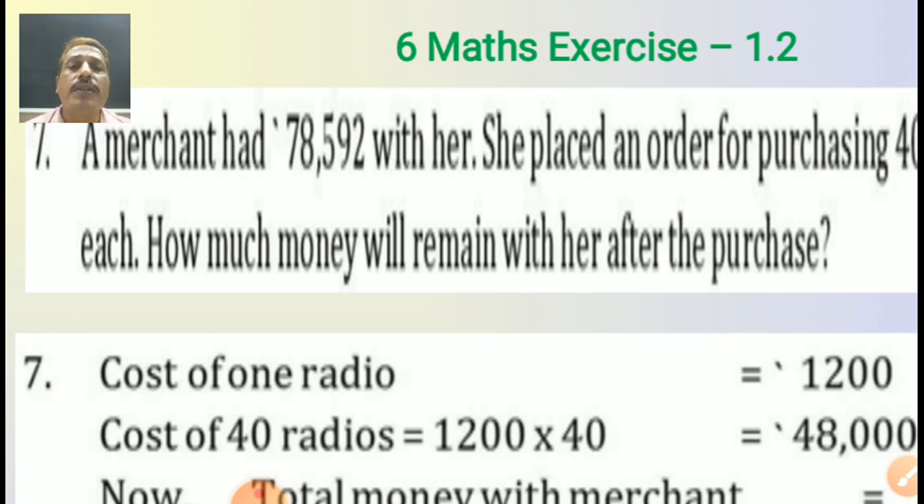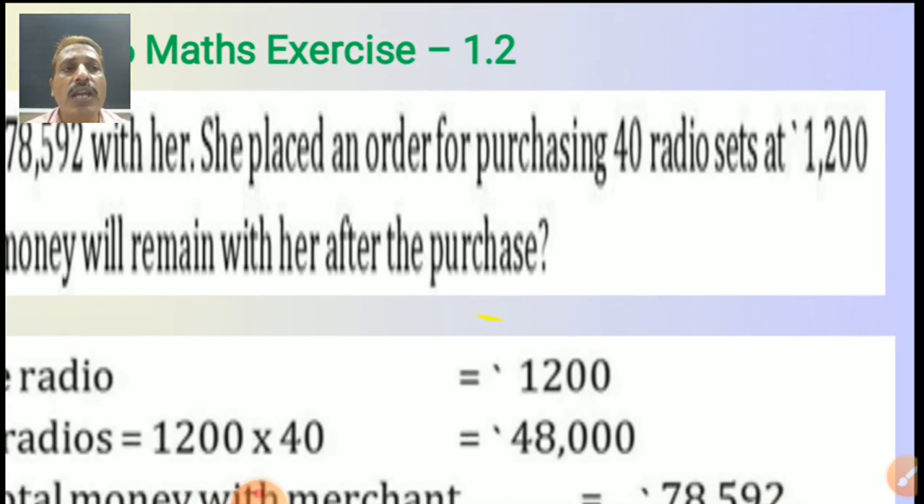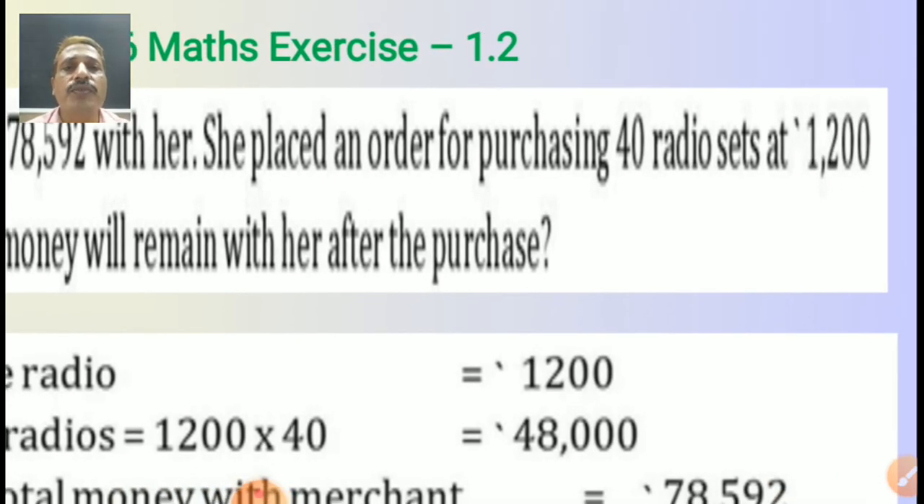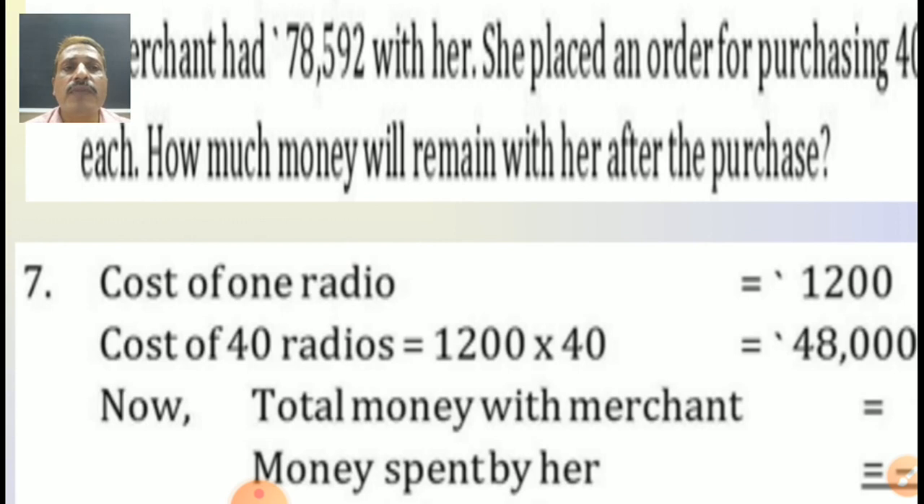78,592 rupees with her. Merchant is not a surname. Merchant means a businessman or woman. Here is a woman merchant having this much amount of rupees. She placed an order for purchasing 40 radio sets at rupees 1200 each. How much money will remain with her after the purchase?